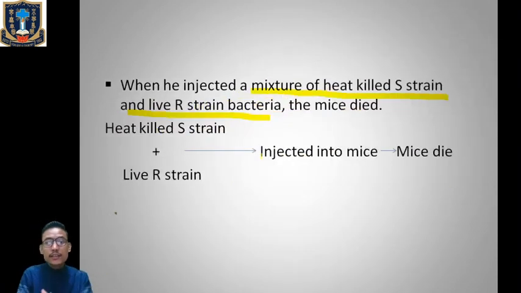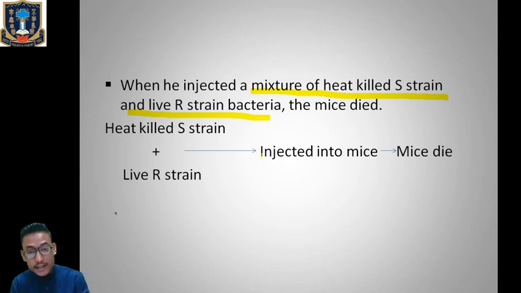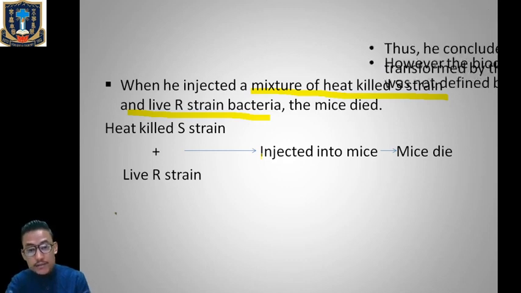So when he injected this particular mixture of heat killed S strain and the R strain, the mice suffered from pneumonia and they died. How? How did the mice suffer from pneumonia when they were injected with the mixture of heat killed S strain and the R strain? Both of them used to be non-virulent, but how did the mice suffer from pneumonia and die? Okay, the answer comes over here.